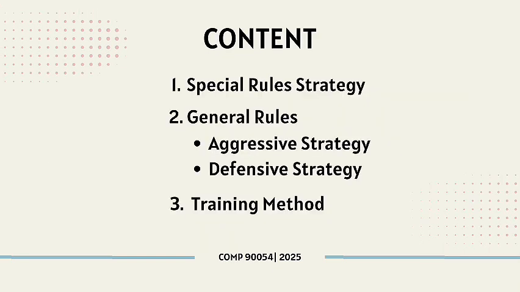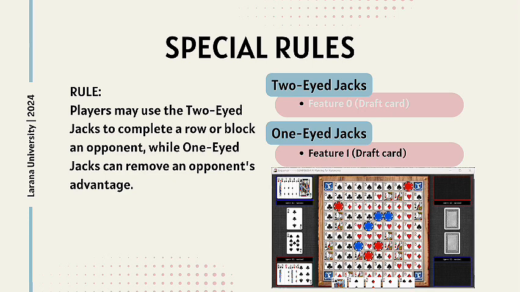The content of this video will be divided into three parts. First, we'll talk about the strategies we developed for the special rules in the sequence game. The first special rule is two-eyed jacks and one-eyed jacks. For these two special cards, we mainly define the features during the card drafting phase.